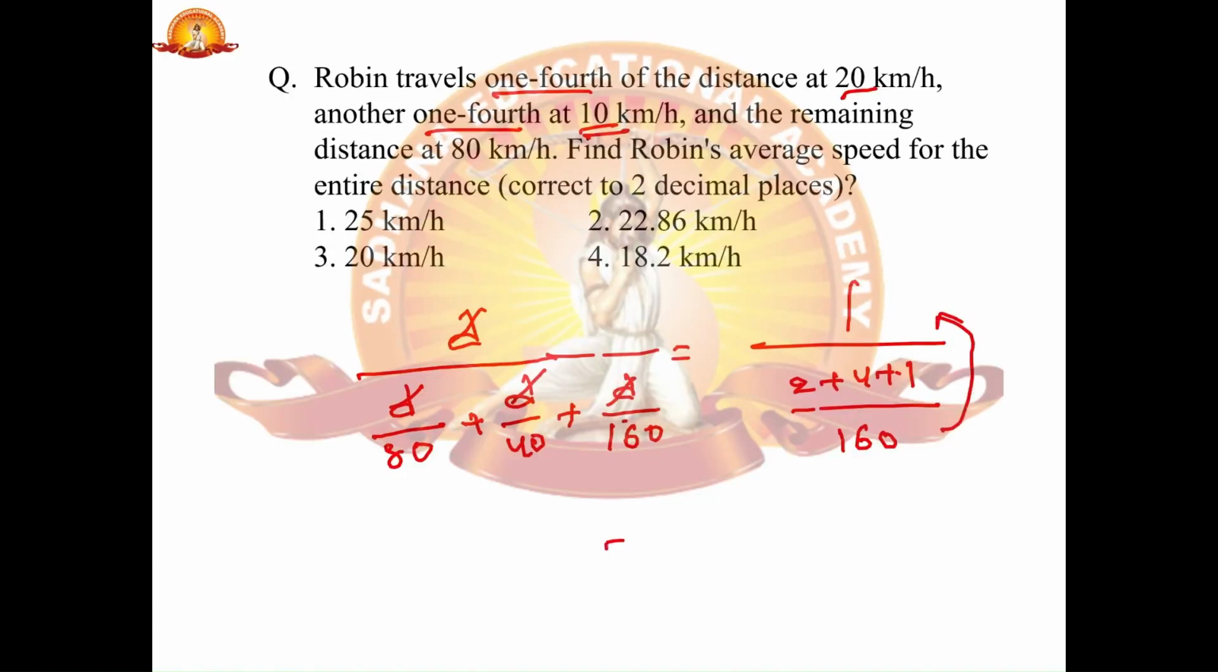160 brought to numerator, 160 by 7. 7 cancel here, 2 7s, 40. 20, again 14. 60, 87. So 22.86% is the answer. So 22.86 km per hour is the average speed.